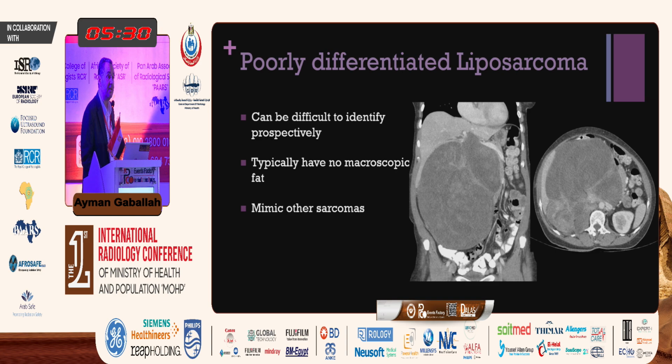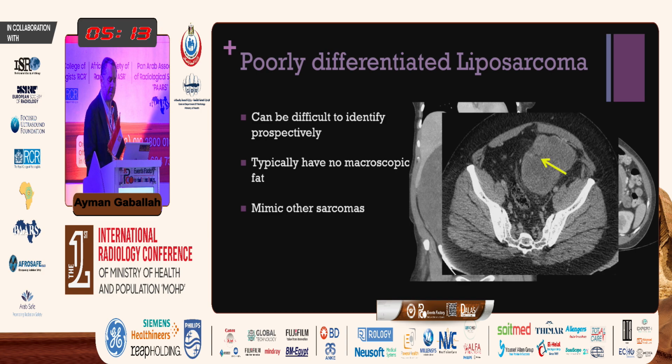And sometimes it can be difficult, especially with poorly differentiated liposarcoma, to see these features, because the poorly differentiated one may not have any fat. And it's going to be confused with other retroperitoneal sarcomas in general. But if you pay more attention, like in this case, we kept looking, and we found a small fat component inside the lesion.